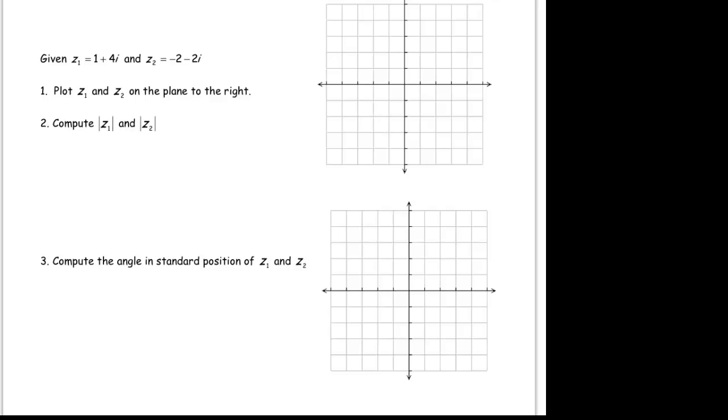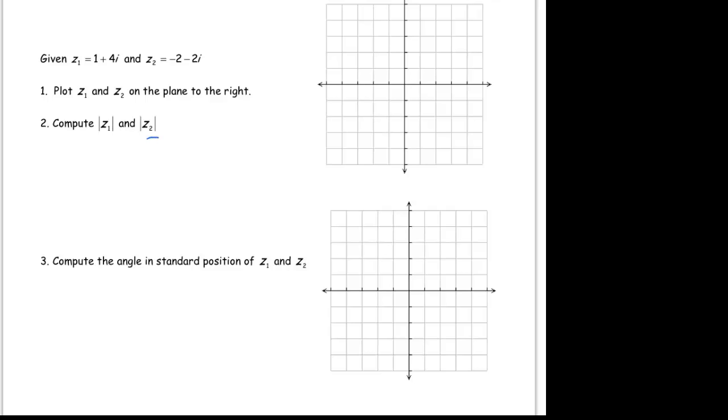So we're given two complex numbers. Often they're written with the letter z. x is often the variable we use for real numbers, and z often for complex numbers. And the subscripts 1 and 2 just identify that they're two different complex numbers. So z1 is 1 plus 4i, and z2 is negative 2 minus 2i. And so we're asked to plot them on the plane to the right, and then compute their absolute values.